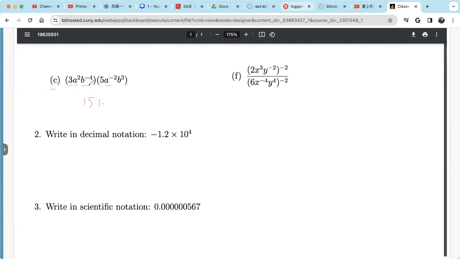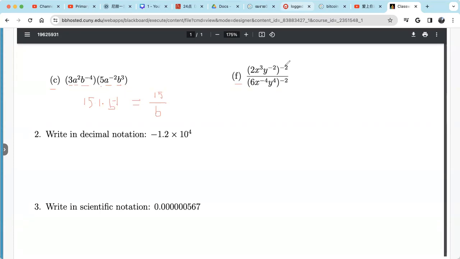Now b to the -4 times b to the 3. That's b to the negative 4 plus 3. Negative 4 plus 3, that's negative 1. So b raised by negative 1, let's write one time. Then we write 15 times 1 in the numerator. B to the negative 1 indicates b goes to the denominator with a positive 1. But positive 1 exponent, we just don't bother to write it. Just 15 divided by b.